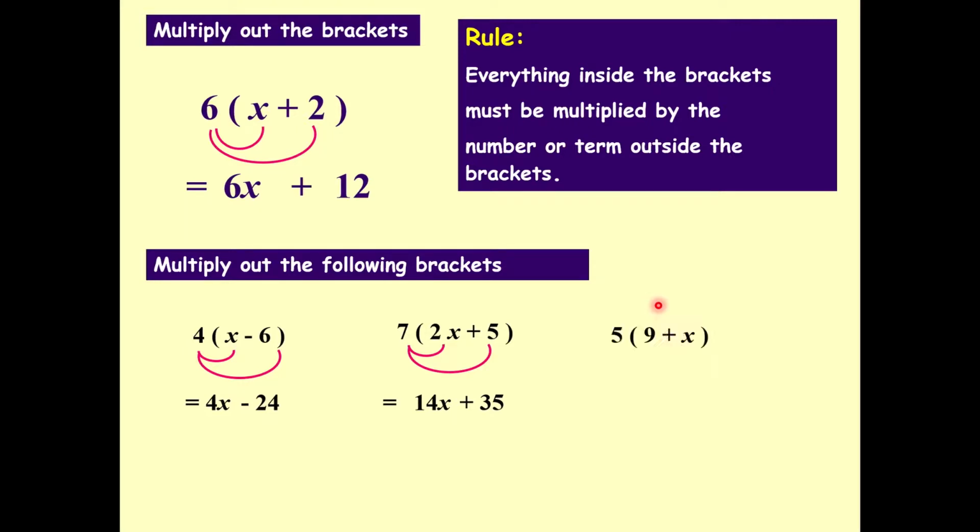And our third example, it doesn't matter if your letter and your number are round the other way in your bracket. Again, we're still going to apply the same rule. So 5 times 9 gives you 45, and 5 times plus x gives you plus 5x. Same process, we've just got our letters and our numbers round the other way. Okay, 3 more examples on this.